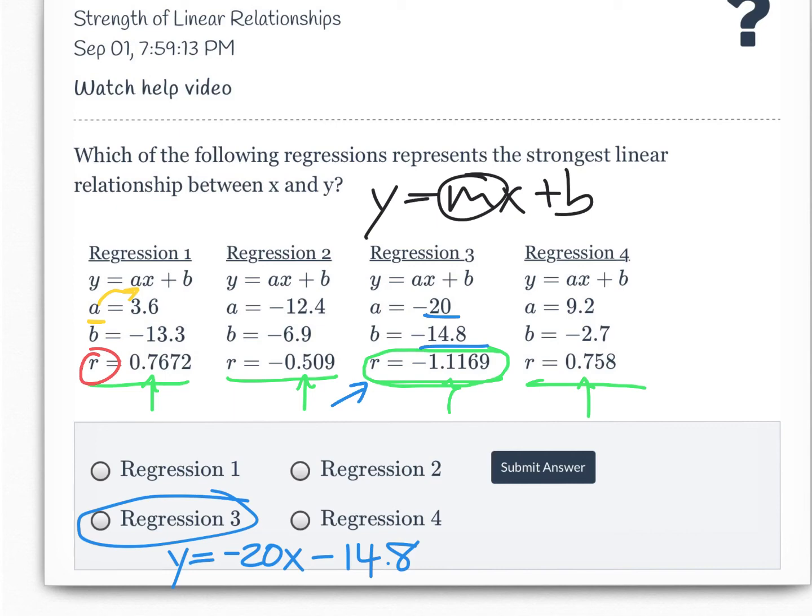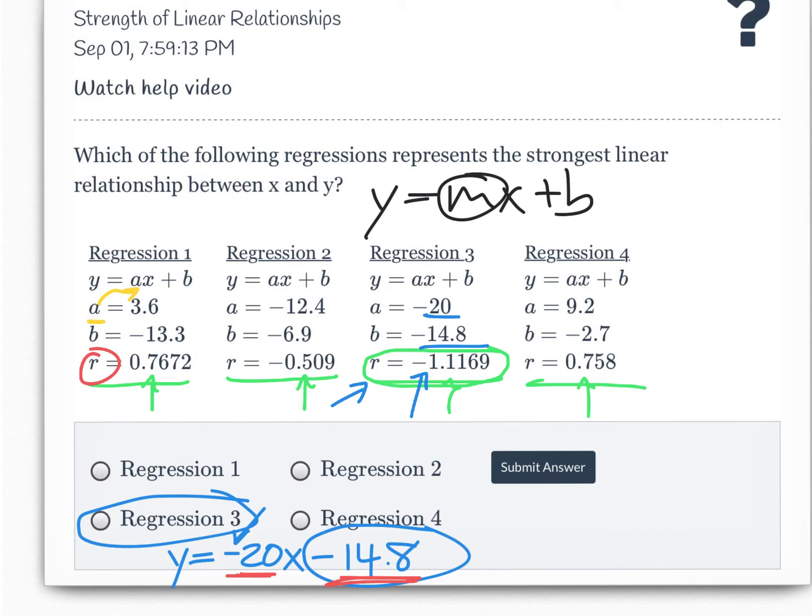Things that we know: the line is going down because the slope is negative, and because our correlation coefficient was also negative. Also, my y-intercept is negative. Now again, this is a line of best fit. What does that mean? These values are not exact to the points because, again, it's a scatter plot. It's not necessarily a perfect fit.